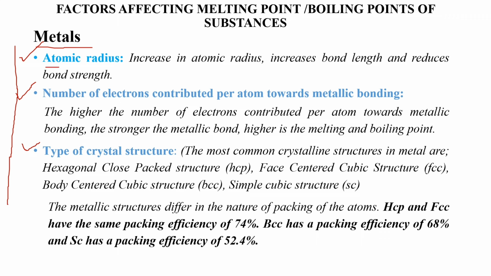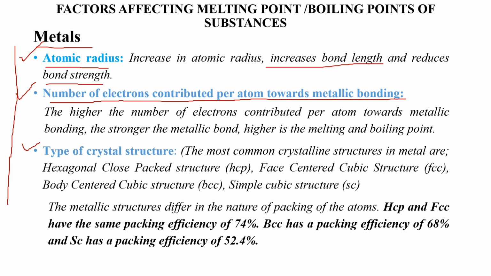Now let's look at atomic radius. Atomic radius affects the bond length. When the radius is large, then the bond length is long, and if the bond is long, then it's weak. So bond strength reduces. Now looking at the number of electrons contributed towards the metallic bond.